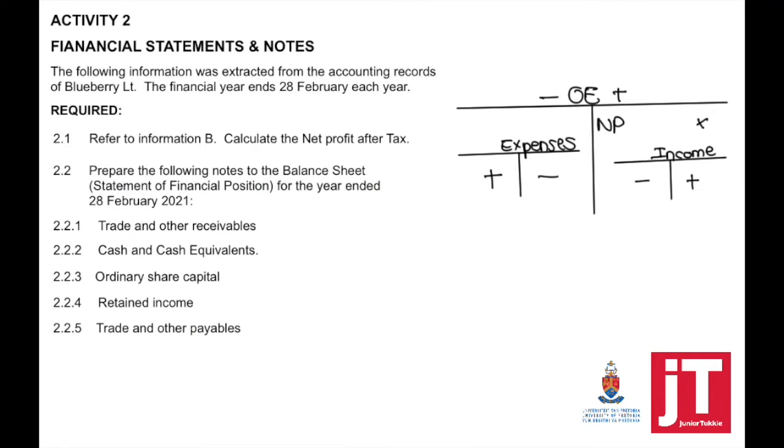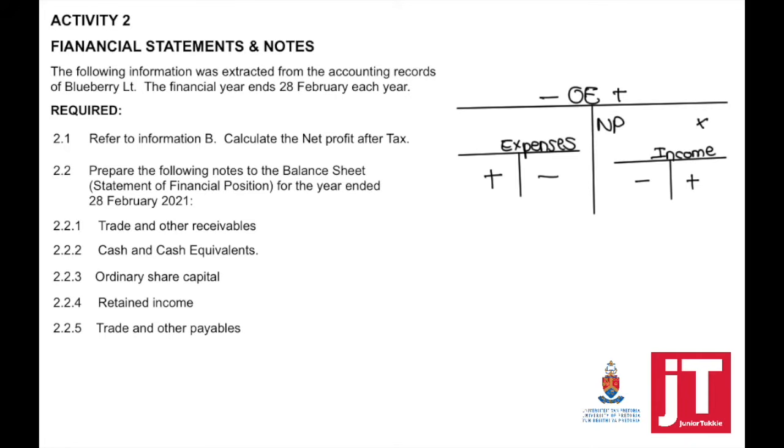The following information was extracted from the accounting records of Blueberry Limited. The financial year ends 28 February each year. Question 2.1, calculate the net profit after tax, and 2.2, prepare the following notes to the balance sheet.